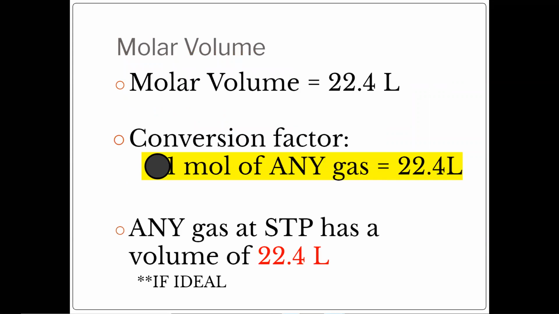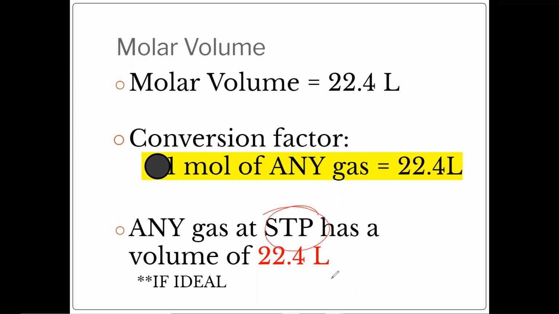Molar volume for a gas is 22.4 liters. That means that 1 mole of any gas is 22.4 liters. Obviously, again, this is if that gas is ideal. We are not factoring in all the other things that can influence that, but ideal gases, 1 mole of them is 22.4 liters. That's just what we're going with.